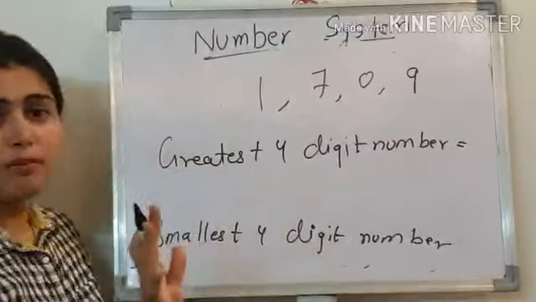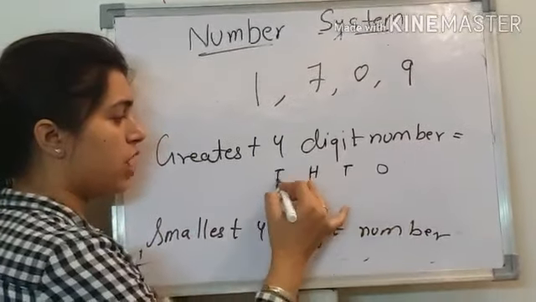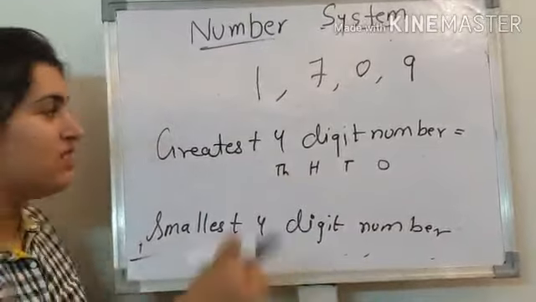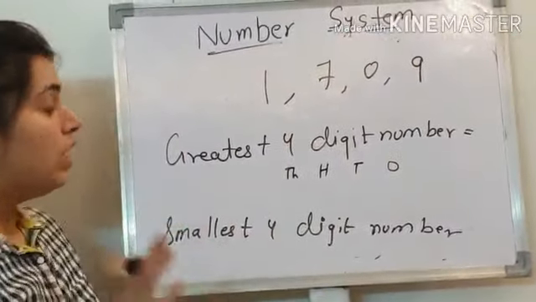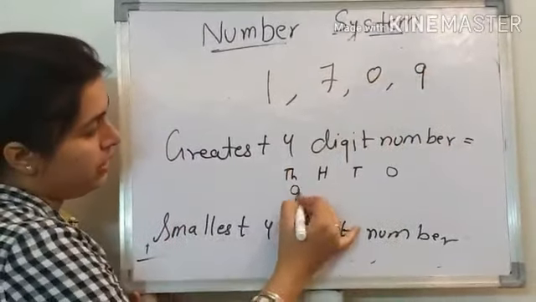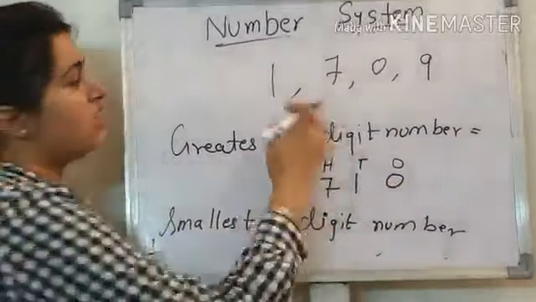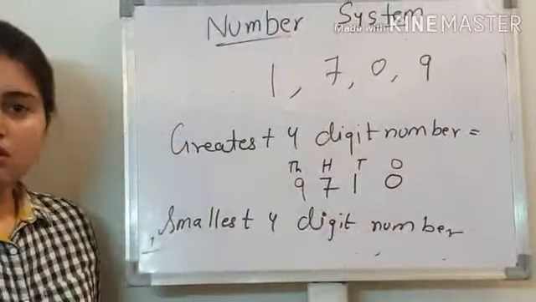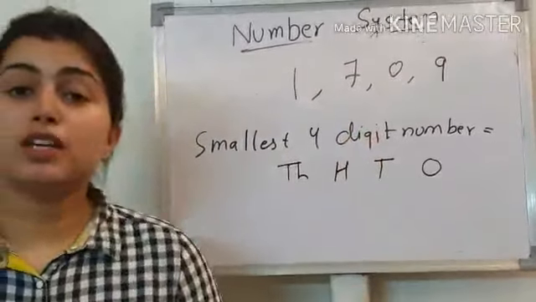Just write the place values first: ones, tens, hundreds, thousands. Arrange these digits in descending order, because you have to frame the greatest. So the first one is 9, the second one is 7, then 1, then 0. Simply arrange the digits in descending order.